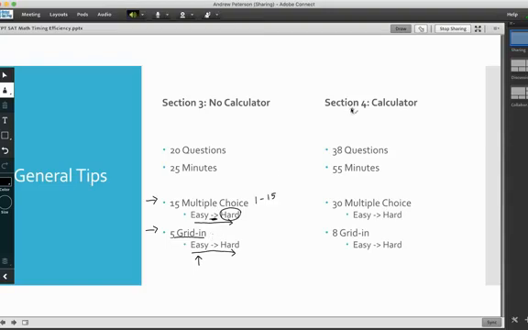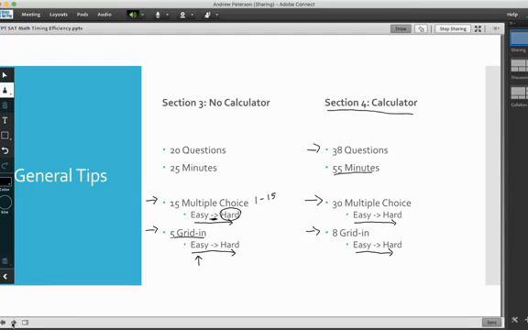To cover the section 4 calculator section really quickly, in the same vein that we just discussed on the no calculator portion, this section has 38 questions. 55 minutes are allotted for students to finish the section. And again, this is sort of broken down into what I like to call 2 different sections. 30 multiple choice questions and 8 grid-ins with the same pattern emerging, right? Easy to hard, questions 1 through 30. Easy to hard, questions 31 through 38.